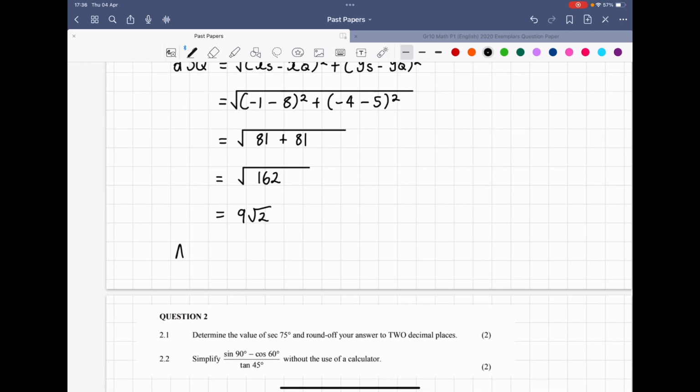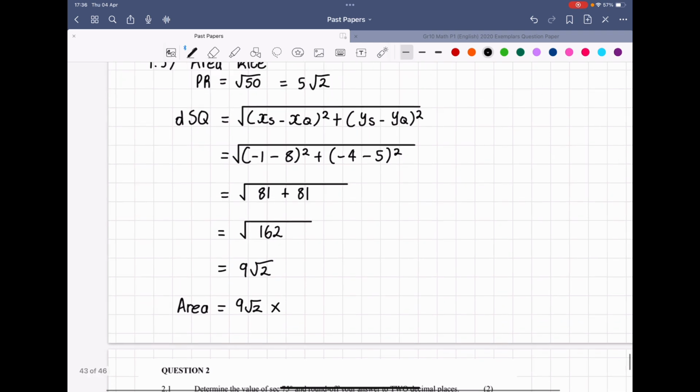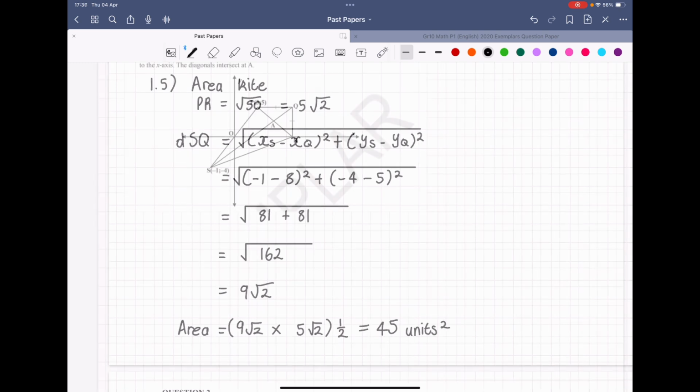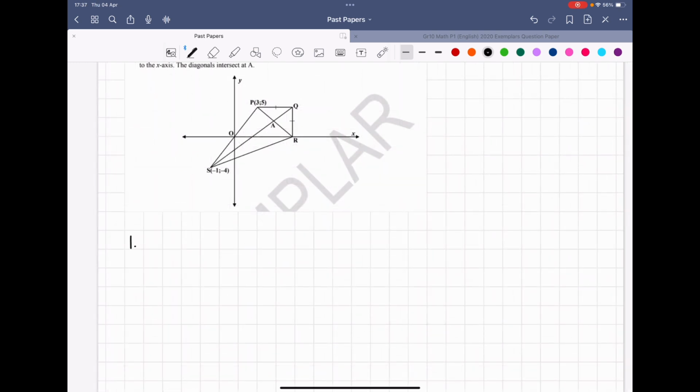Okay, then the area is the product of the diagonals, so it's this one that we just found out, SQ, times the one we had before, and that is divided by 2. And so our final answer will be 45 units squared, because we're talking about area. Then on to question 1.6.